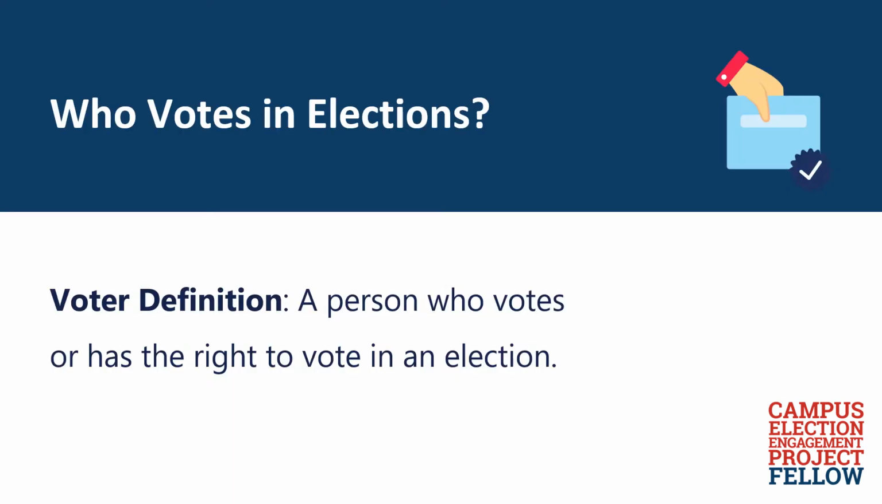Who votes in elections? Let's start by taking a look at the definition of a voter. A voter is a person who votes or has the right to vote in an election. In the United States, the legal voting age is 18. By law, citizens do not have to vote, but it is an extremely important part of democracy. Citizens that participate in elections are responsible for selecting the leaders that support them and their values in government.